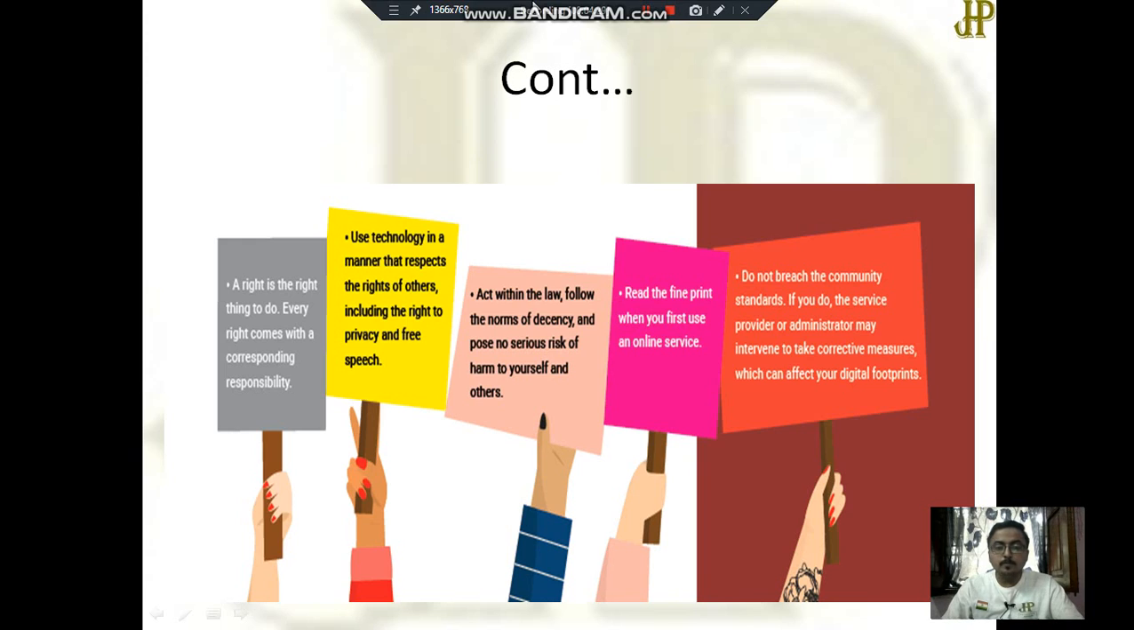So there are some points. Act within the law. Use technology in a manner that respects the rights of others. Do not breach the community standards, etc.